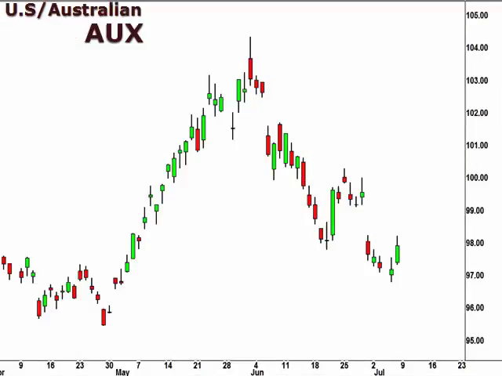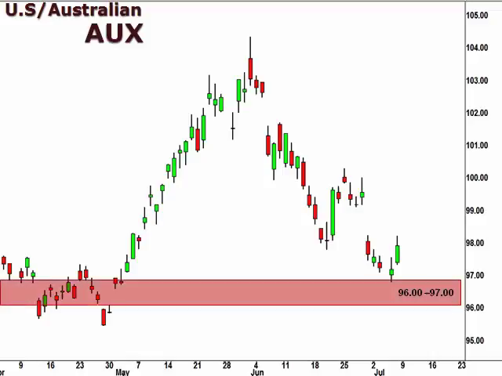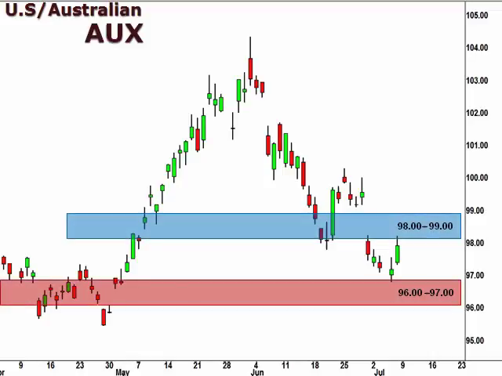Let's take a look at the US dollar versus the Australian dollar as seen here in the ISC FX Options pair value AUX. The AUX found support at 97 last week. The pair is likely to trade higher to test 99 this week.